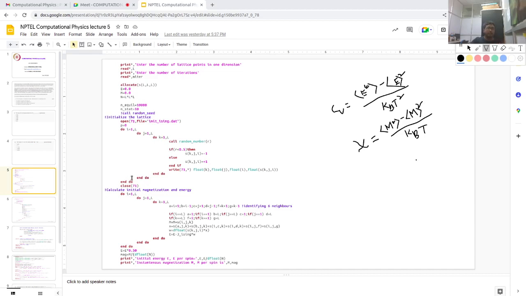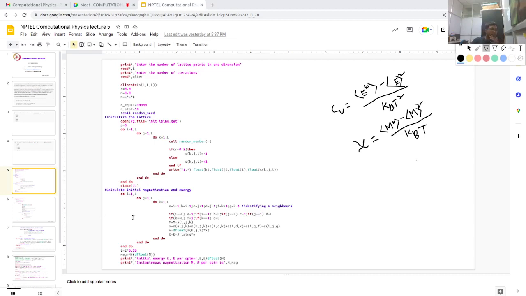And then if these conditions do not hold, else we have to flip that spin again. That means we have to go to the previous state, so I am not going to consider that particular spin flip. Okay, and then I have to close all the if loops followed by the do loops.